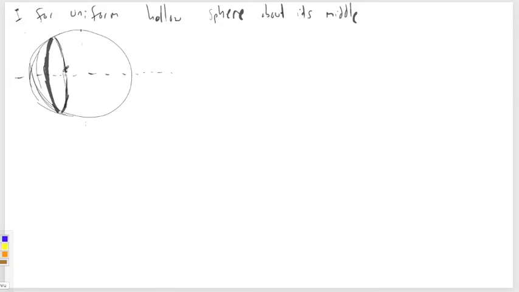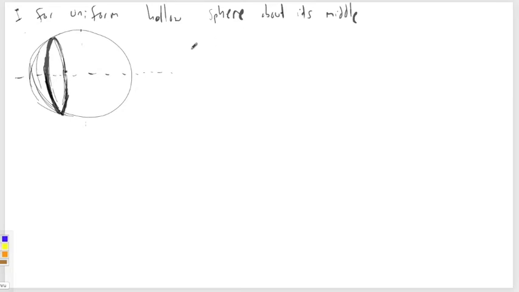Just like that. So you can imagine I'm just defining a little segment of this ring, of this shell, right there. So I'm going to let that be my dm piece. Okay? So the first thing I want to do is think about how I'm going to relate things to the axis of rotation.